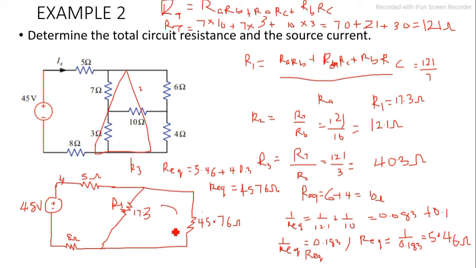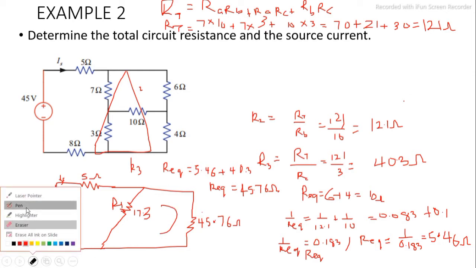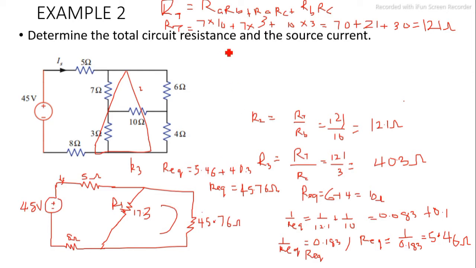This loop now they are in parallel, so let's solve that parallel. We don't need this again. We already know what our R1, R2 and R3 are. So let's calculate the R equivalent for this loop. So 1 over R equivalent will be equal to 1 divided by 17.3 plus 1 divided by 45.76. So let's calculate that.